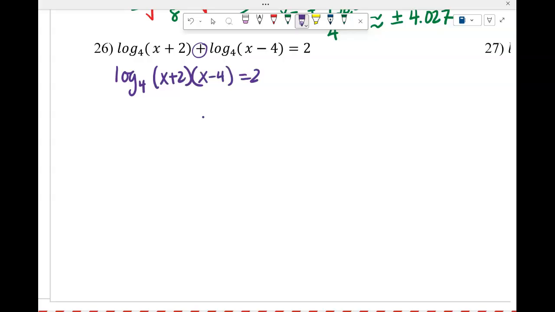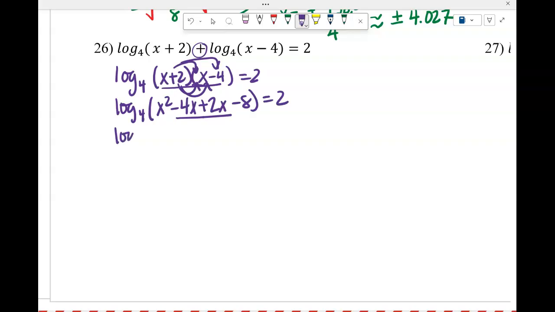So we are going to distribute this out. Log base 4 of x squared. X times negative 4 is negative 4x. 2 times x is positive 2x. 2 times negative 4 is negative 8, equals 2. Combine like terms in the middle. So log base 4 of x squared minus 2x minus 8 equals 2.